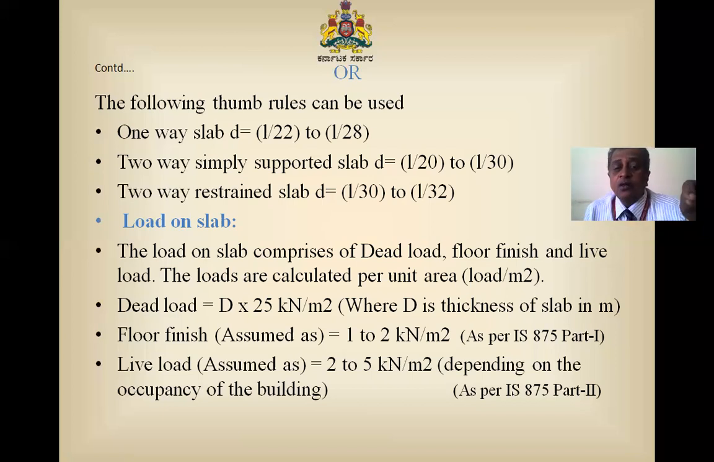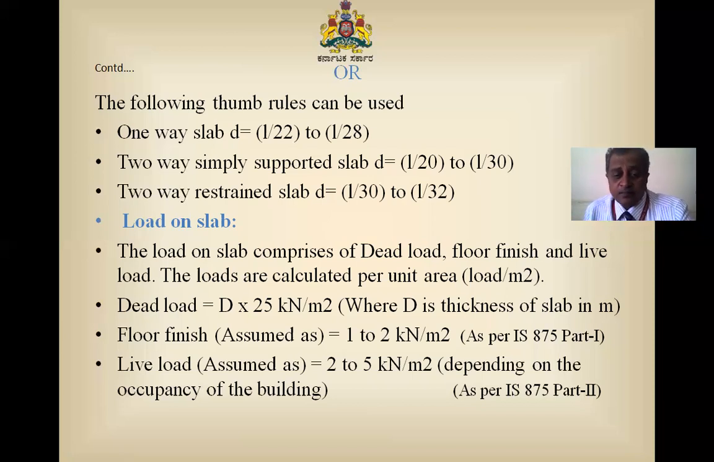With respect to that, 100 kg means 1 kilonewton. So 24 kilonewton and 1 kilonewton, 25 kilonewton per meter cube is the density of the concrete, reinforced cement concrete.